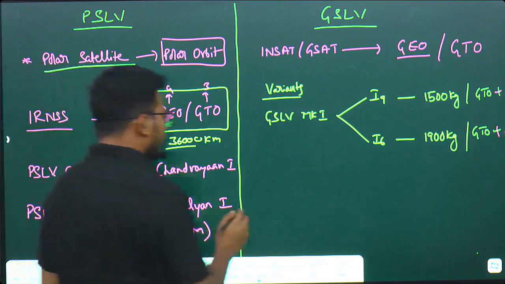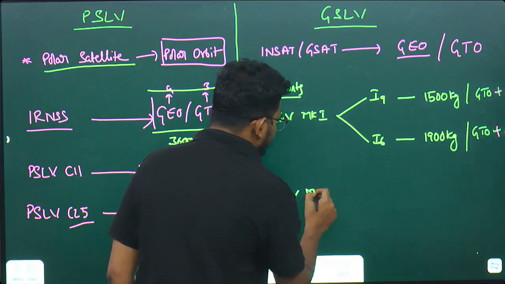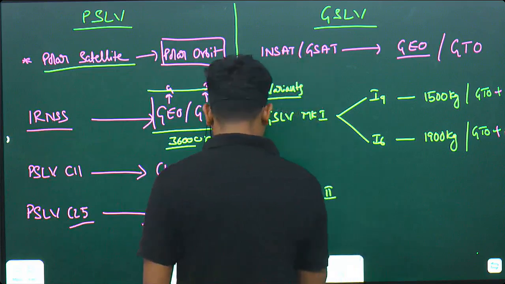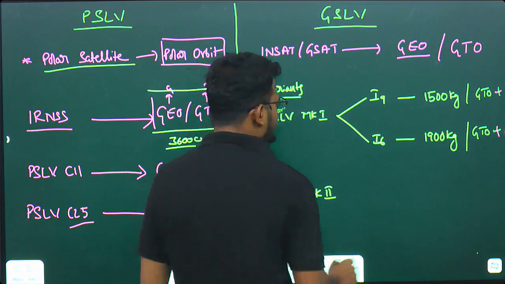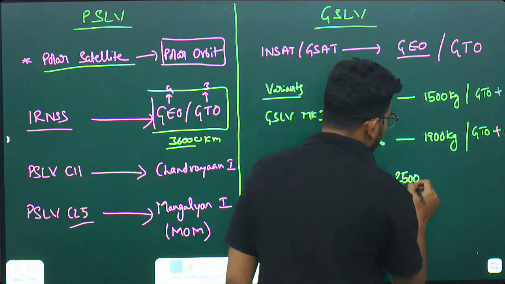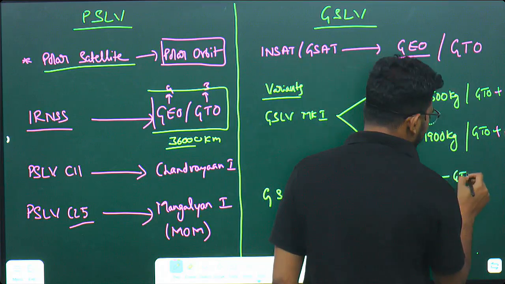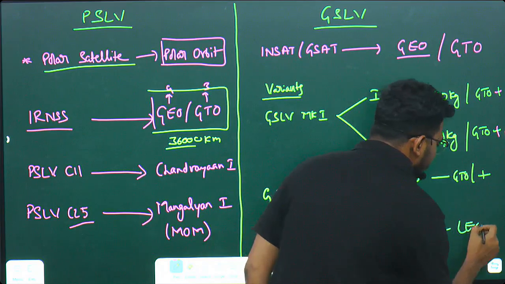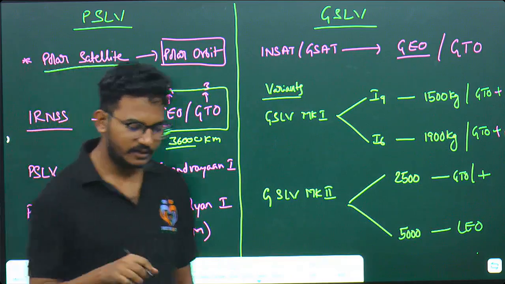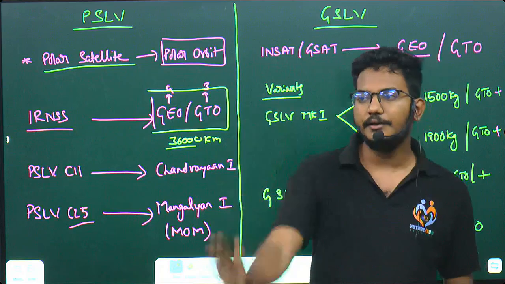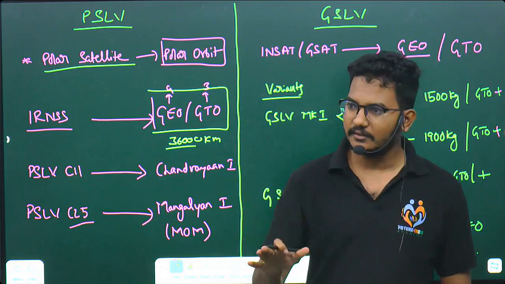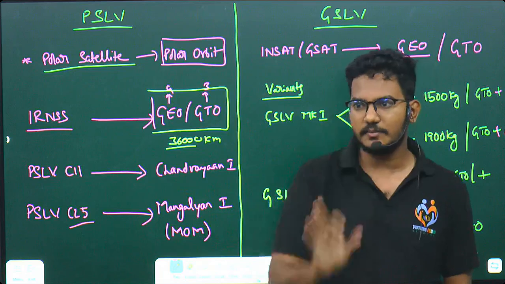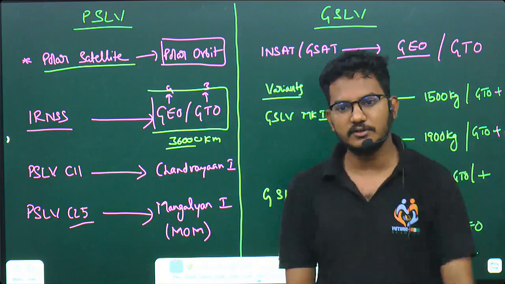Next, GSLV Mark 2. It can carry a weight of 2500 kg and install in GTO or above GTO, and it can carry a weight of up to 5000 kgs and install in LEO. Which means if you are carrying more weight, you can reach only till LEO, lower Earth orbit. If you are carrying less weight, then you can reach till 36,000 kilometers and above. If more weight, more fuel will be consumed, so less distance will be traveled. If less weight, less fuel will be consumed, so more distance you can travel.